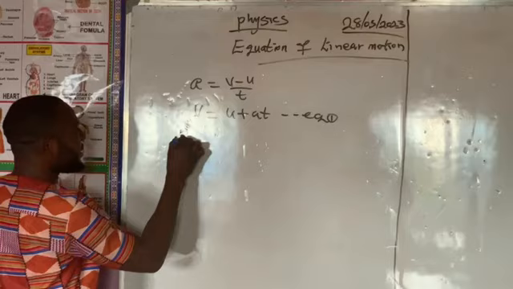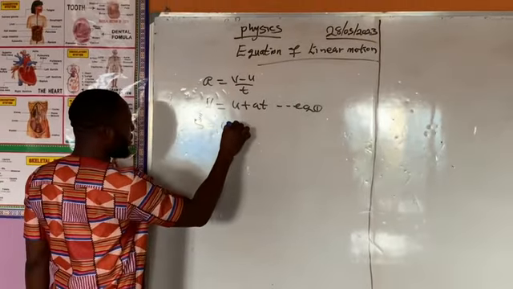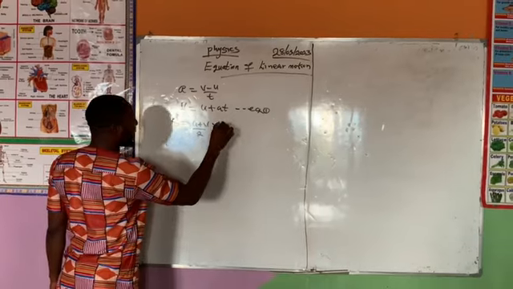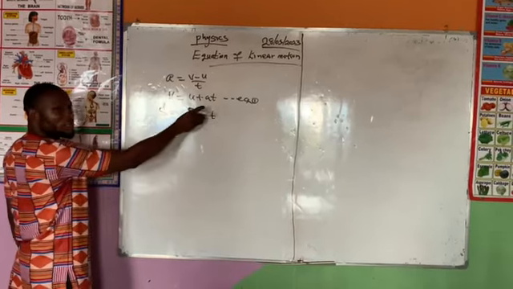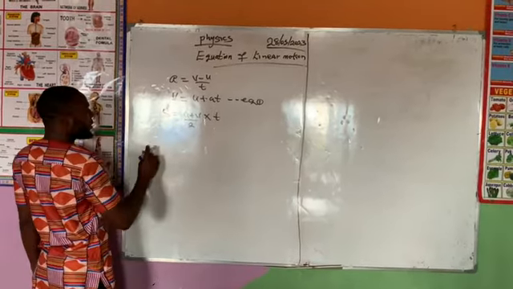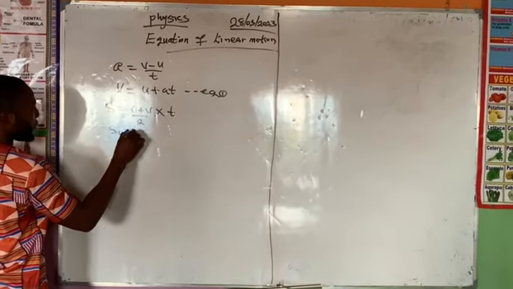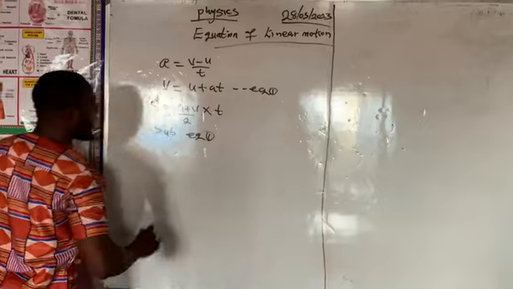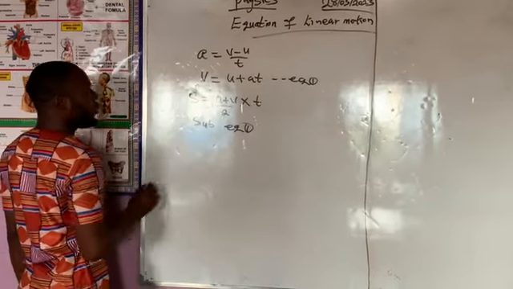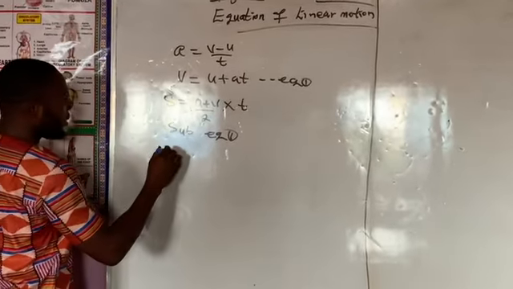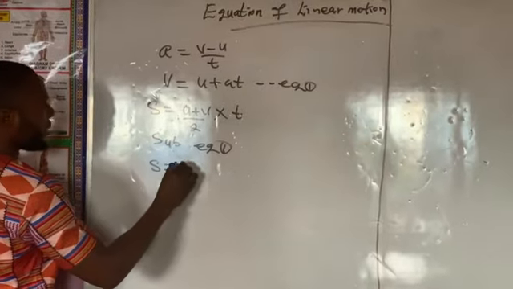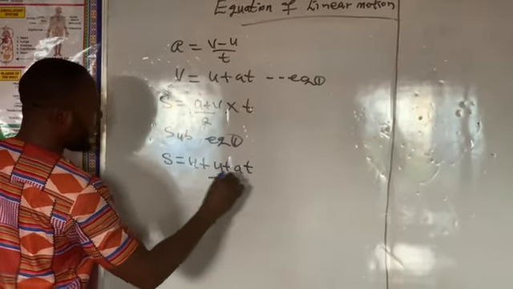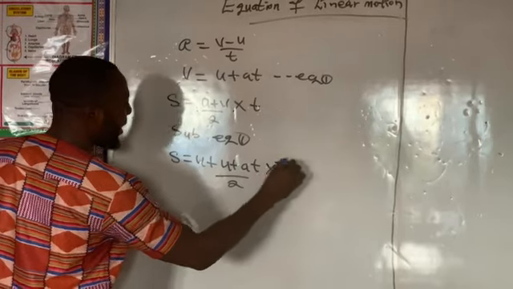Recall that displacement s is equal to u plus v all over 2 multiplied by time. That is average velocity times time. Substitute equation 1. Anywhere you see v, you put u plus at. You have that displacement s is equal to u plus at all over 2 multiplied by time.